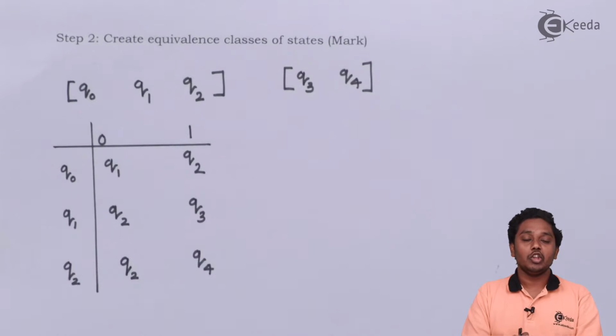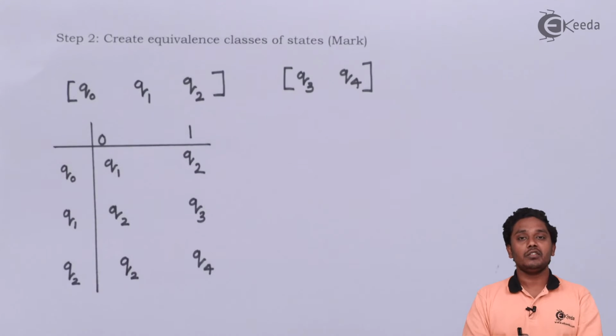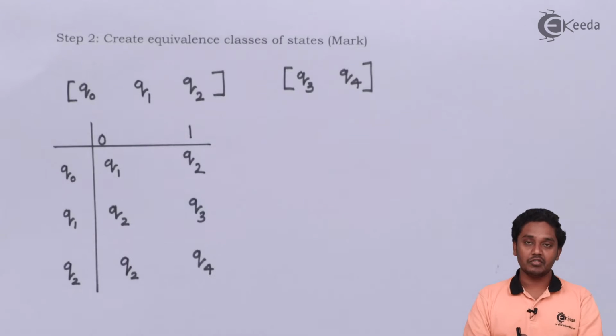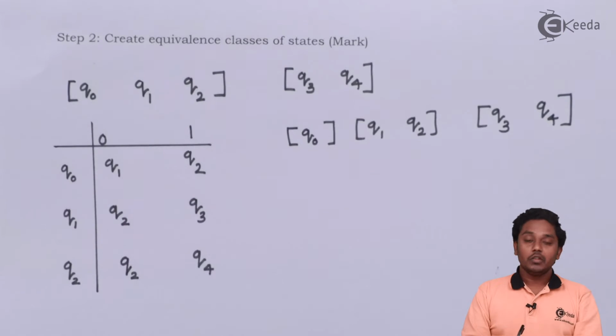Let us try to compare Q1 and Q2. Q1 and Q2 on input 0 have a transition to the same state Q2. Similarly, Q1 and Q2 on input 1 have transitions to states Q3 and Q4, both of which belong to the same class. Using the various input alphabets, we can verify that Q1 and Q2 have similar transitions, and hence Q1 and Q2 must belong to the same class. We have formed three classes over here. Q0 is one class, Q1 and Q2 is another class, Q3 and Q4 is one more class.